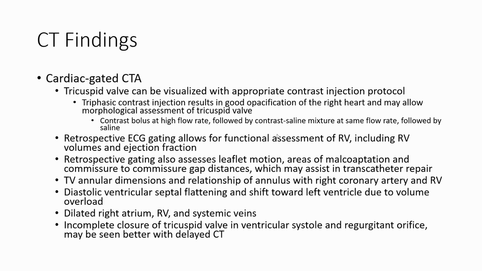Retrospective gating also assesses leaflet motion, area of malcoaptation, and commissural gap distance, which may assist in tricuspid repair. It shows tricuspid annular dimension and the relationship of the annulus with the right coronary artery and right ventricle, and septal flattening and shift toward the left ventricle due to volume overload, with dilated right atrium, right ventricle, and systemic veins. Incomplete closure of the tricuspid valve in ventricular systole and the regurgitation orifice may be seen better with delayed CT scan.